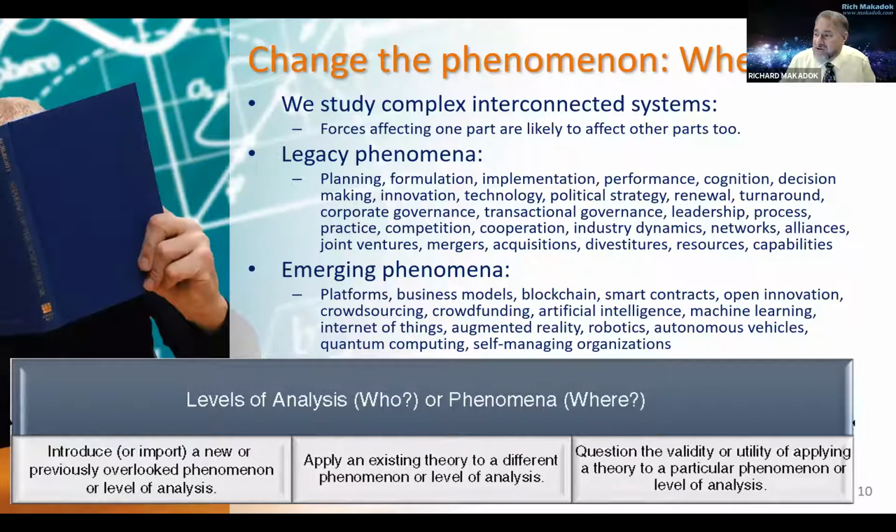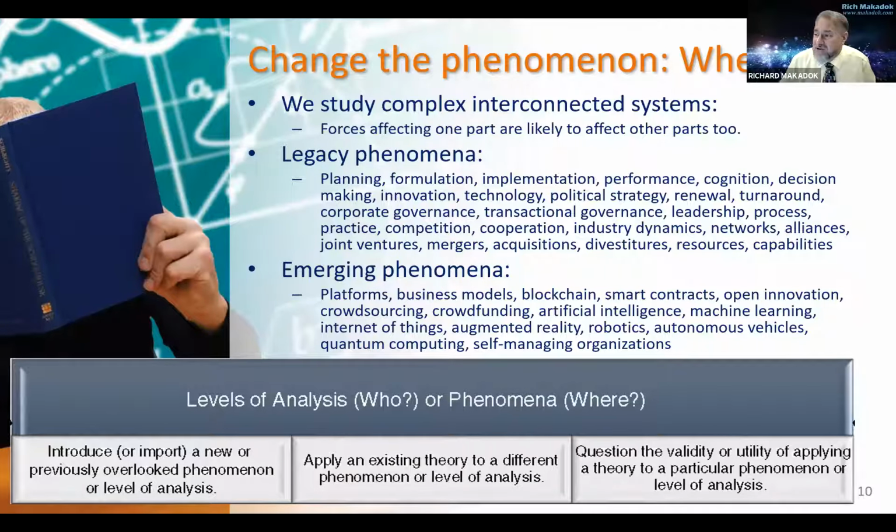A more recent example is how Teppo Felin and Todd Zenger applied existing theories of governance to explain the emerging phenomenon of open innovation. Okay, so that's all I've got to say about phenomena. So let me move on to the next lever, which is the causal mechanism.